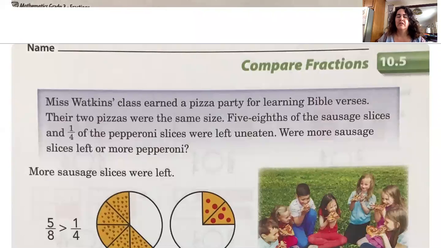Today we are looking at pages 285, 286, and at the top right it says 10.5, compare fractions. We're going to go ahead and take a look at that now. Here we are, friends. Okay, so we're doing comparing fractions. Let's go ahead and take a look at our paper.